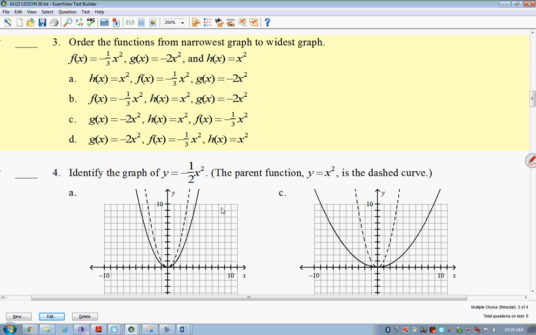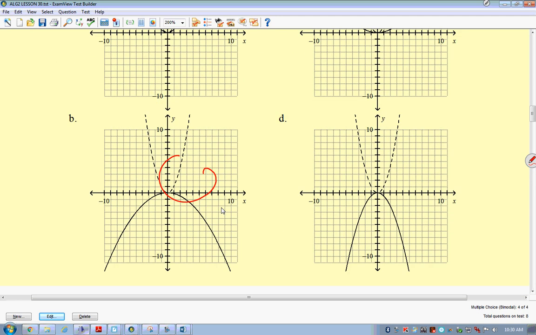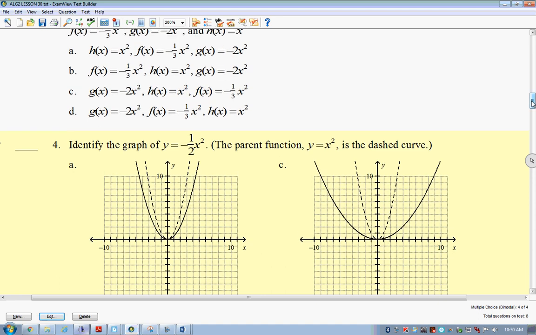Okay, identify the graph of y equals negative 1/2 x squared. The parent function is y equals x squared is the dashed curve. Which direction is my graph going to open? Is it going to open up or down, Jewel? We're looking at, oh, there it goes and starts doing a bunch of stuff. Let me get back up to it. We want to look at this right here. Is that going to open up or down?